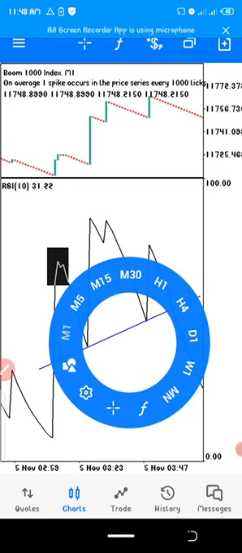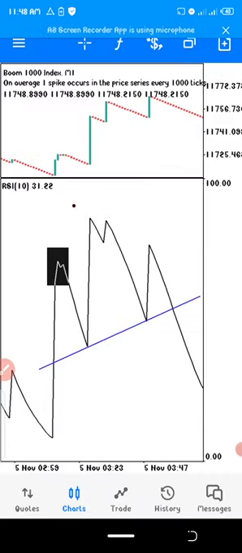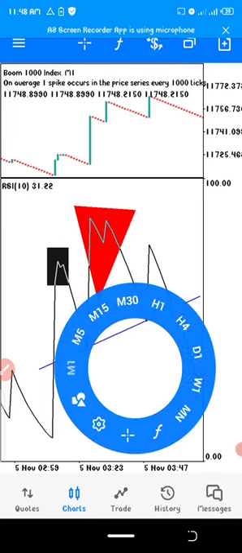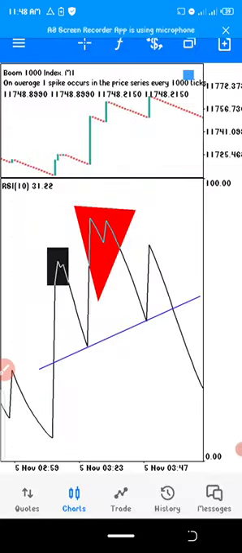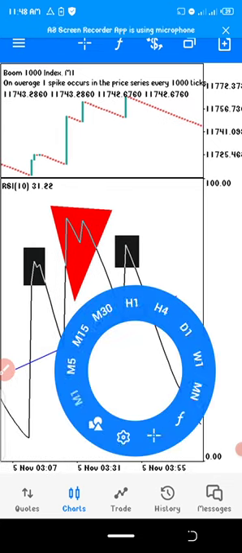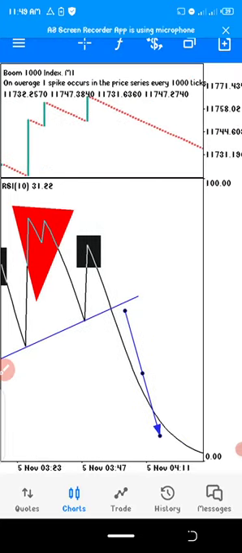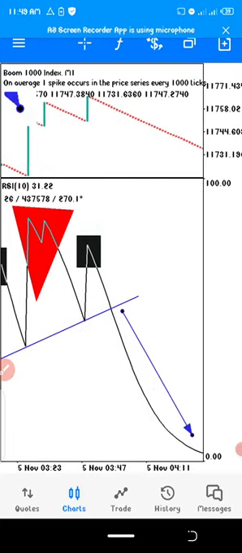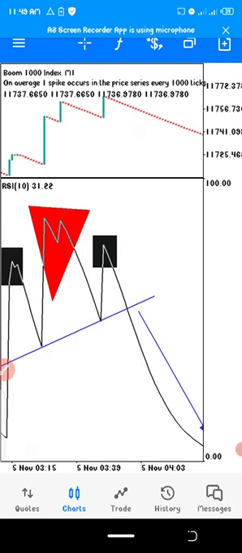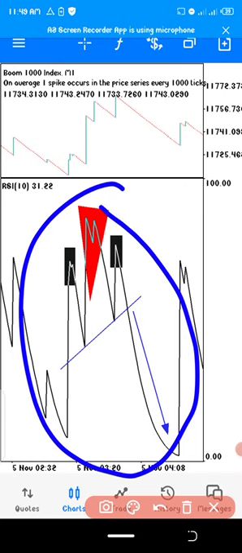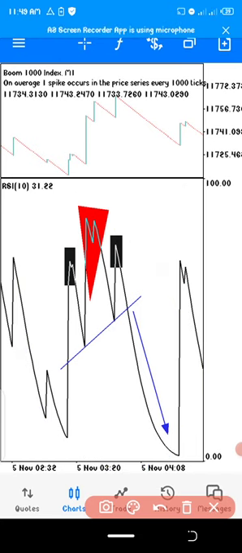my left shoulder. I have the head. I have the head right here, and then I have my right shoulder. And then after the breakout of the neck, I know the market is going to fall. And I hope you guys are following me. So this right here is what I call a heads and shoulders pattern.